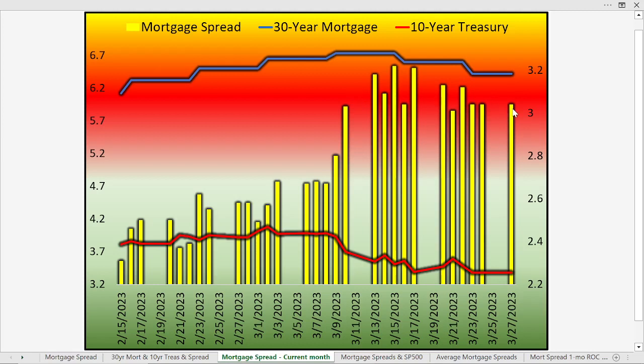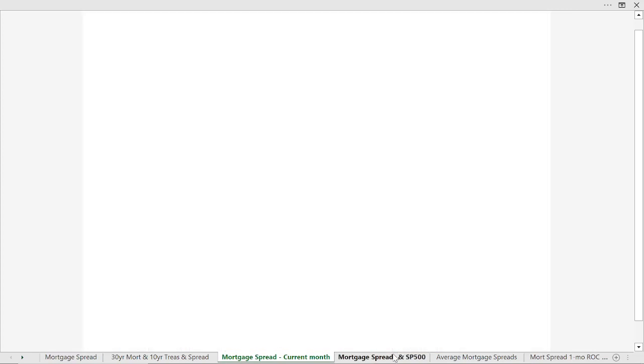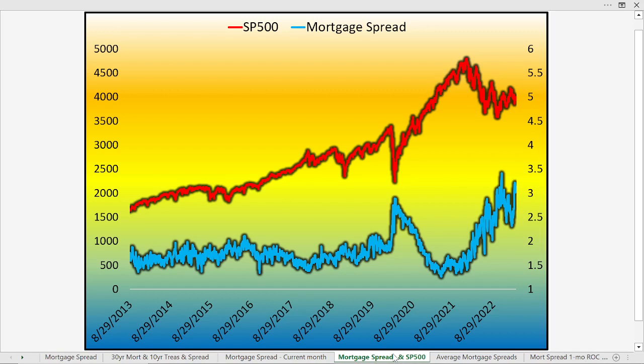And again, notice right now we're right around 3%, 3.04% for the mortgage spreads. That is pretty historic. Take a look at the red line, that's the S&P 500. The blue line are the mortgage spreads. Inverse correlation. This goes back to 2013. Notice how the S&P 500 goes up, the mortgage spreads, the blue line, stay low.